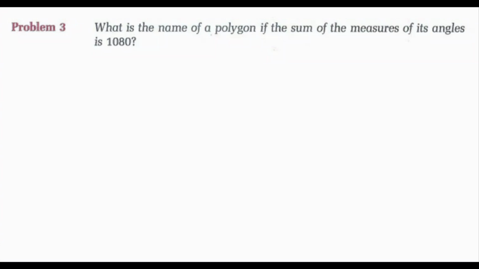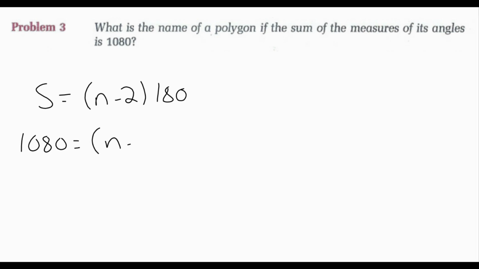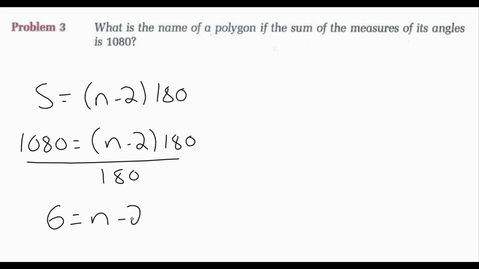Now looking at problem 3, what is the name of a polygon if the sum of the measures of its angles is 1080? So I know the sum of the angles of a polygon is equal to the formula (n minus 2) times 180. This time I'm not given the number of sides, I'm looking for it. So I'm given the total measure of all of the angles, which is 1080. So that's going to replace s. So 1080 will equal (n minus 2) times 180. I'll divide everything by 180. 1080 divided by 180 is 6. So n minus 2 is 6. I'll add 2. So my number of sides is 8, which is an octagon.